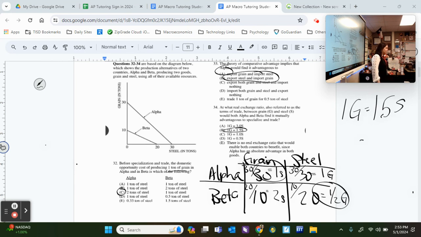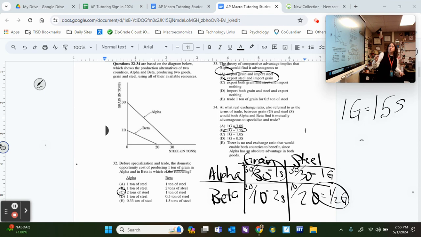But on an FRQ, there have been questions like, is it advantageous for Alpha? Is it advantageous for Beta? Which are 2 separate questions. Finding a middle number only works if it's advantageous for both. It does not help you figure out if it's advantageous for one or the other. You have to just work it out.